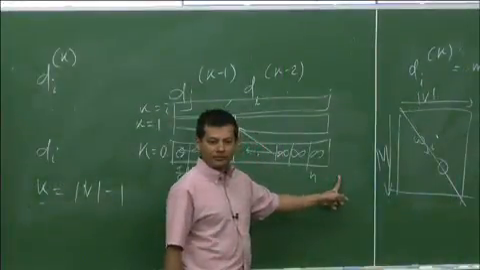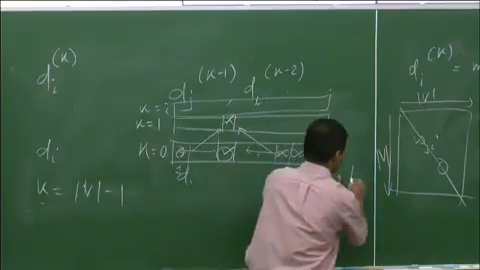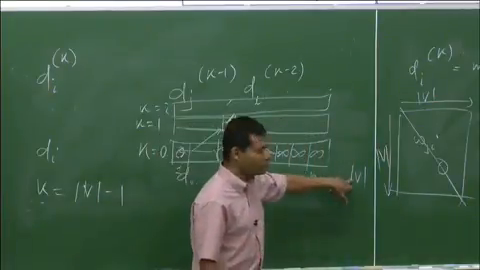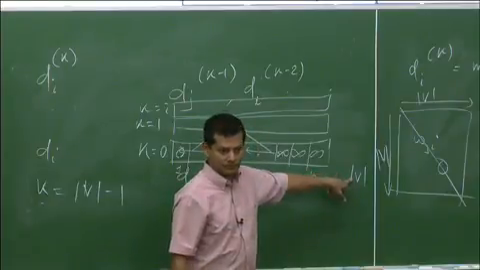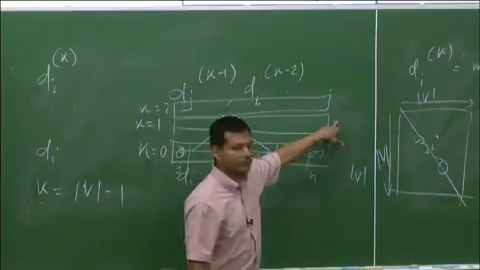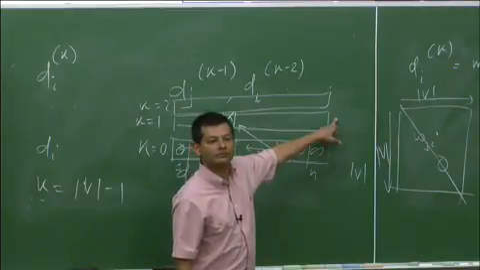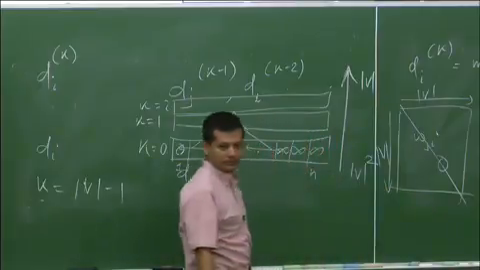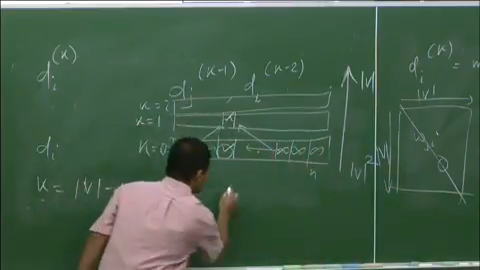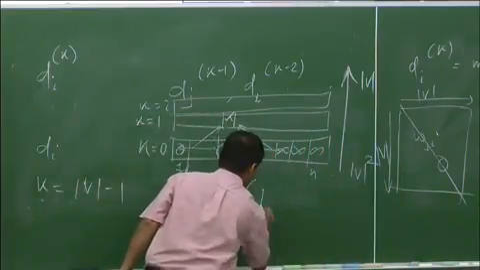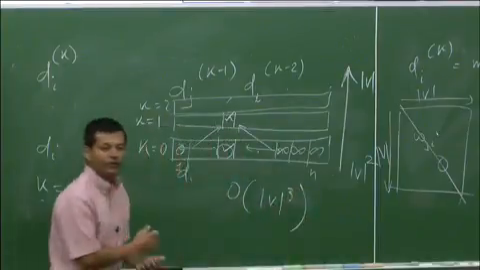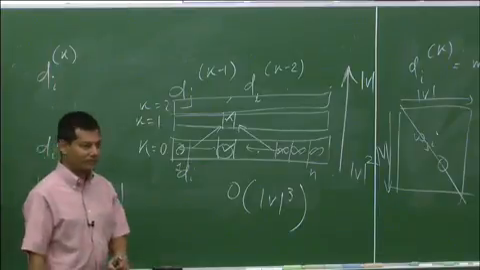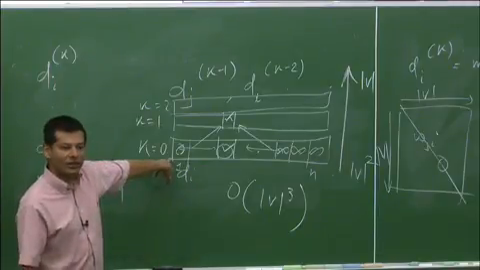What is the length of the scan? V, right? For every node, I have to scan the entire thing. So, this jump, what is the complexity? And this length is again V. So, this is an order V cubed algorithm. Great.